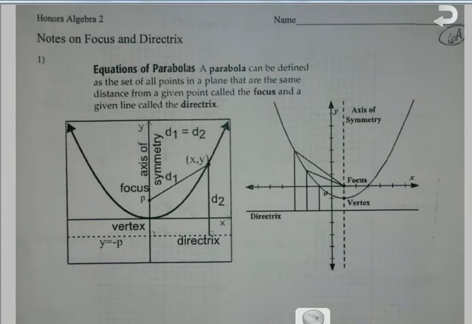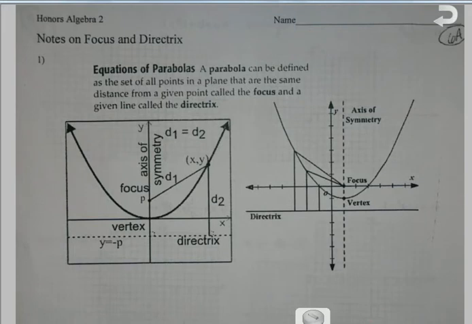As we continue our quadratics unit, we are now going to talk today about a couple of things called the focus and the directrix, and they actually are very much interrelated to each other. So again, we've talked about parabolas, but we haven't talked about before where a parabola's shape comes from.